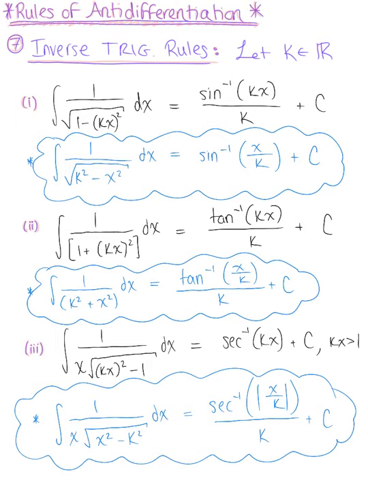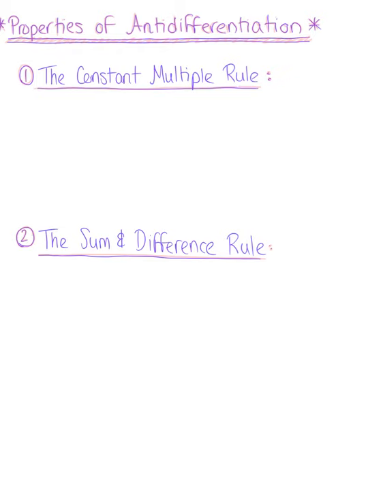So for now, we can use the original forms of these antiderivatives, but as we progress through our integration techniques in Calculus 2, we end up using these 3 new forms more frequently, especially with trig substitution. Last but not least, we have 2 properties of antidifferentiation that we want to explore before we begin practicing. So the first property, actually both properties, are going to look familiar here.